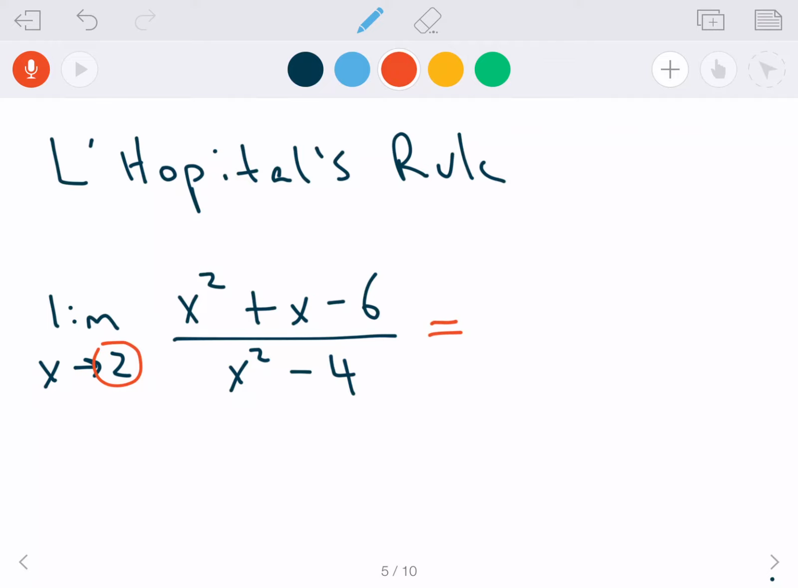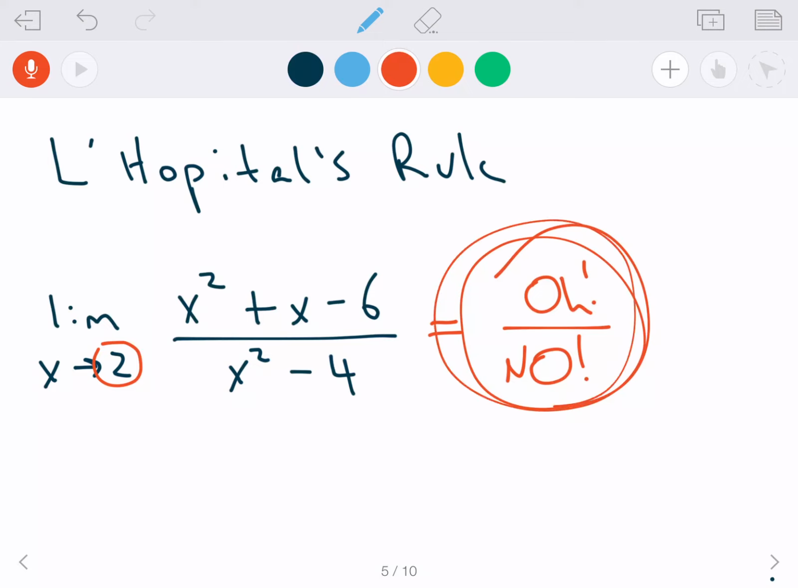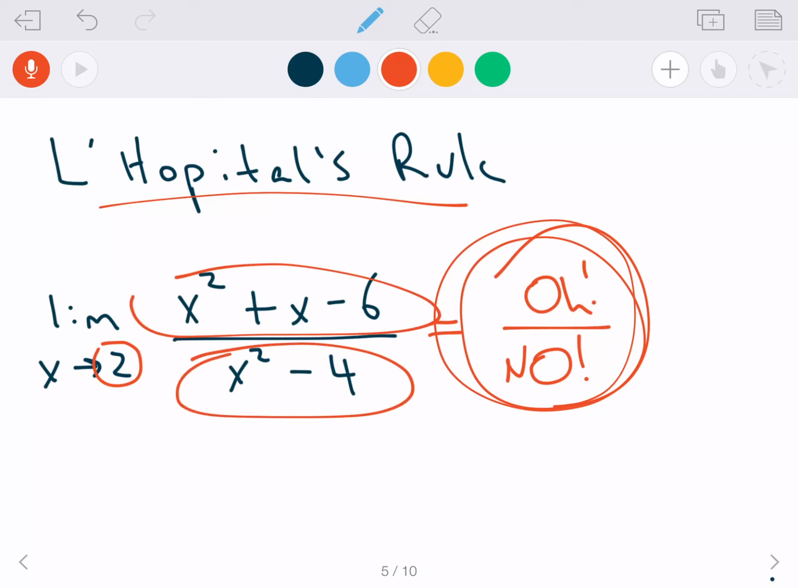So here I'm going to end up with 2 squared plus 2 is 6, minus 6 is 0. And then 2 squared minus 4 is 0. And so remember, oh no, that's indeterminate form. If you have 0 over 0, or if you have infinity over infinity, those both count as indeterminate. Only when it's indeterminate, you can apply L'Hopital's rule. And what L'Hopital's rule says that you can do is you can take the derivative of the top and take the derivative of the bottom, okay?